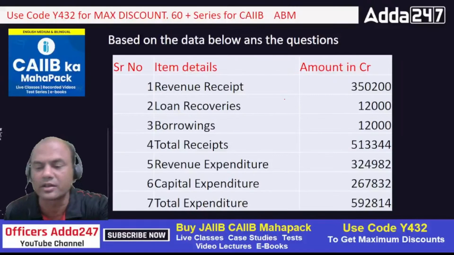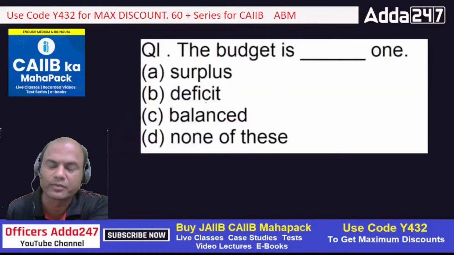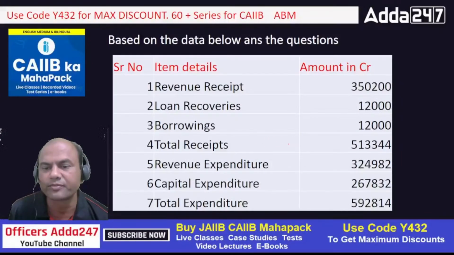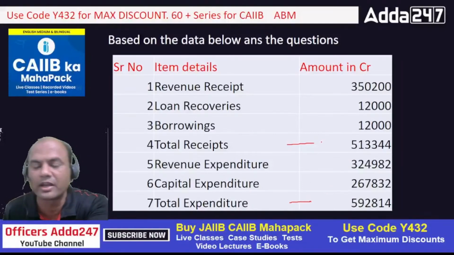Okay, now let's solve the problem. The budget is a dash budget, surplus or deficit. Let's see this. What are the receipts in this budget? 513344. What is the expenditure? 592,814. So what am I earning? I am earning 5,13,000. What am I expending or losing? 592. So am I in profit or in loss? Type fast. Am I in surplus or am I in deficit?